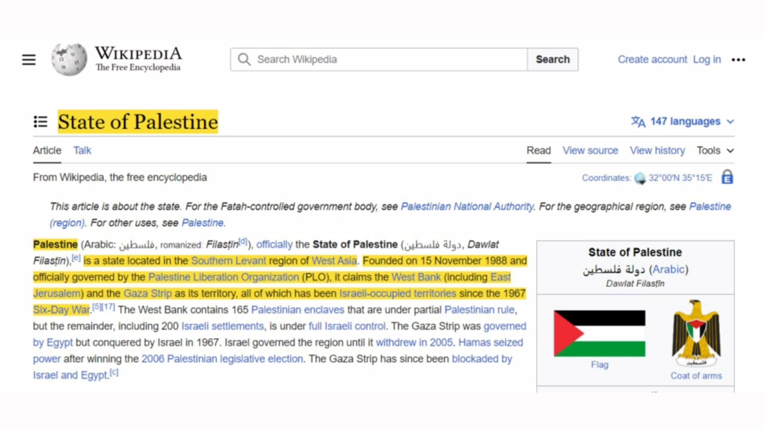The State of Palestine is a state located in the southern Levant region of West Asia, founded on the 15th of November 1988, and officially governed by the Palestine Liberation Organization, the PLO. It claims the West Bank, including East Jerusalem and the Gaza Strip, as its territory, all of which have been Israeli-occupied territories since the 1967 Six-Day War.